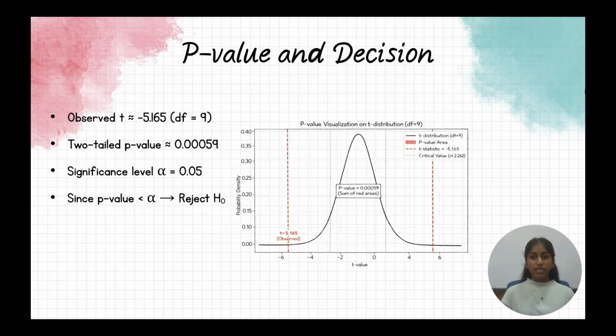Because 0.00059 is much smaller than 0.05, we again reject the null hypothesis. So both the confidence interval and the p-value method give the same conclusion as the critical value method. The investment income ratio of insurance companies in 2022 is significantly higher than in 2021 after the investment rate hike.